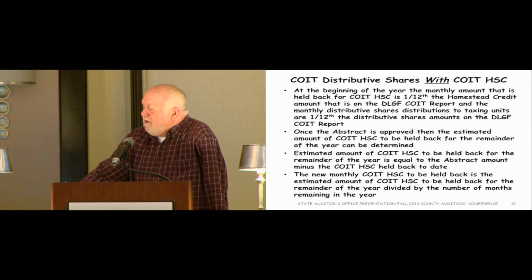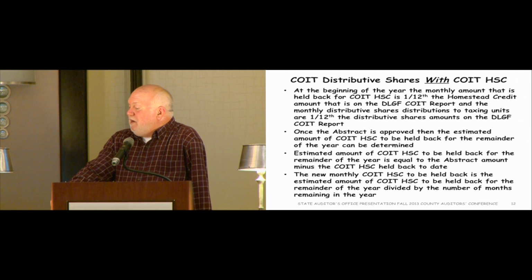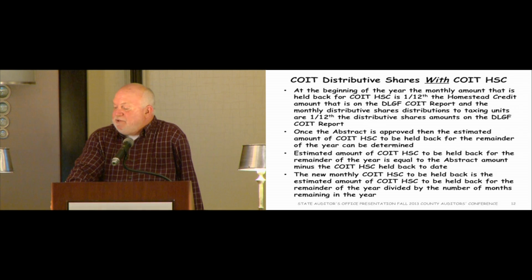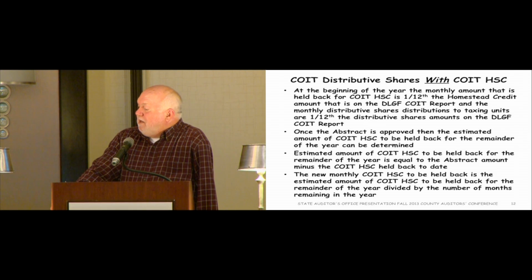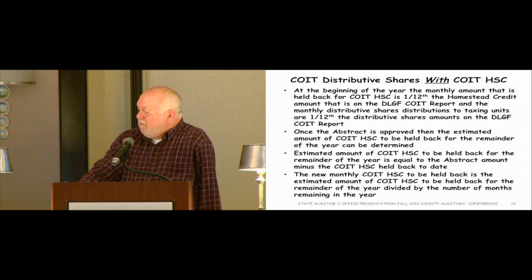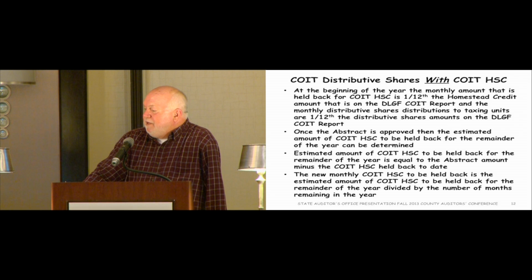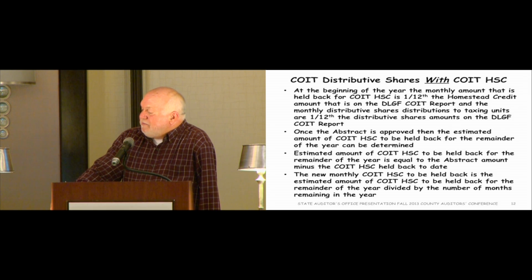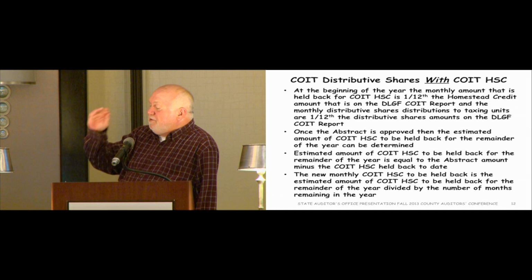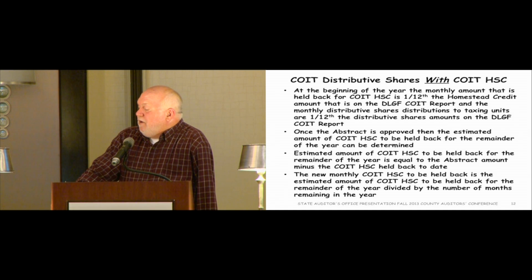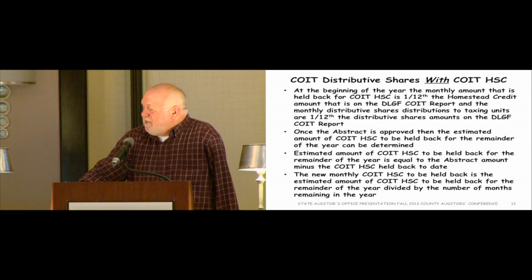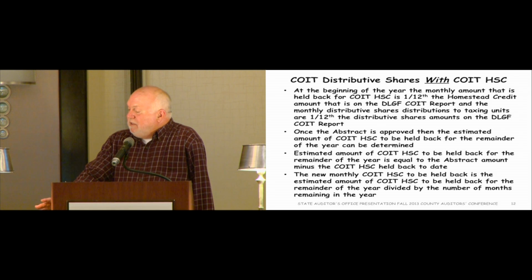So at the beginning of the year, you start off with holding back for COIT homestead 1/12 of the homestead credit amount that's on the DLGF COIT report, and the monthly distributive shares distributions to the taxing units will be 1/12 of the distributive shares on the DLGF COIT report. Once the abstract is approved, then the estimated amount of the COIT homestead to be held back for the remainder of the year can be determined then, and the estimated amount to be held back for the remainder of the year will be equal to the abstract amount minus the COIT homestead credit that you've held back so far to date. And the new monthly COIT homestead to be held back is that estimated amount divided by the number of months remaining in the year.